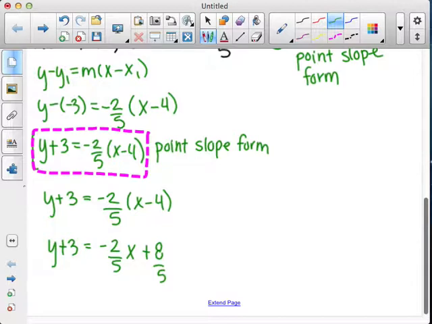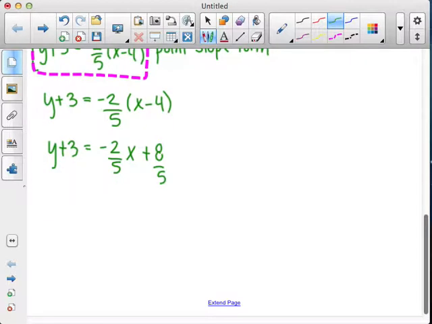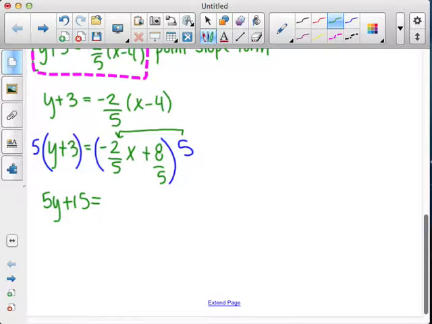And now I want to get rid of my denominator. How do I get rid of 5 in the denominator? Well, you have to multiply the left and the right side of the equation by 5. So I'm going to multiply by 5. That's going to help me so I don't have any fractions, because remember in standard form you can't have fractions. So the left side of my equation becomes 5y plus 15 equals, now when I distribute this in, my denominators are going to cancel. So I end up with negative 2x plus 8.